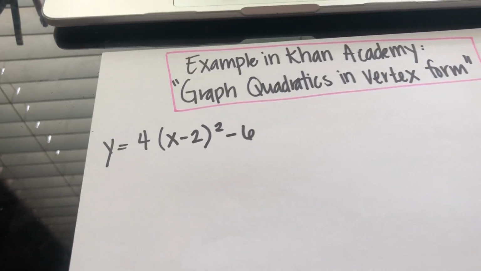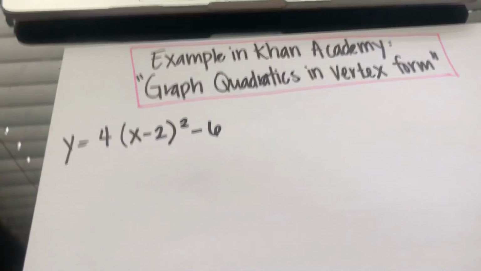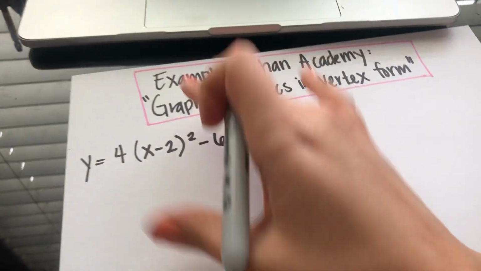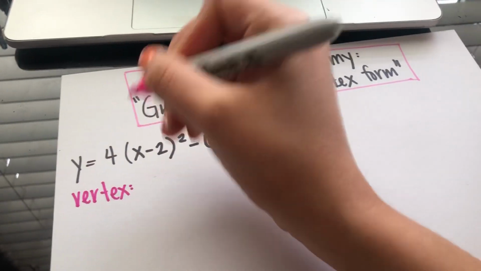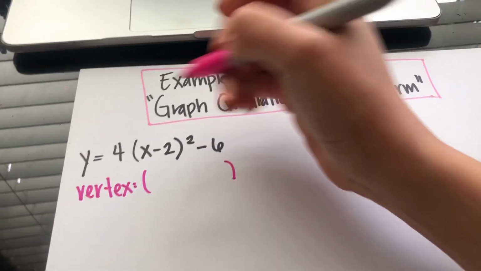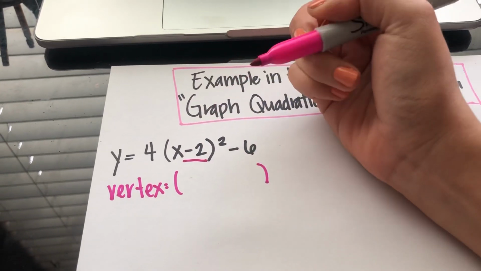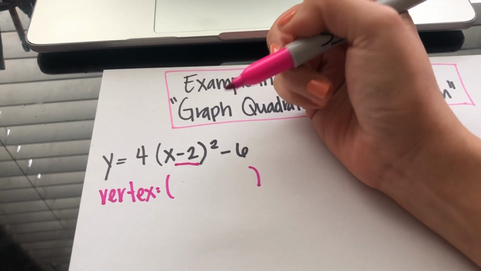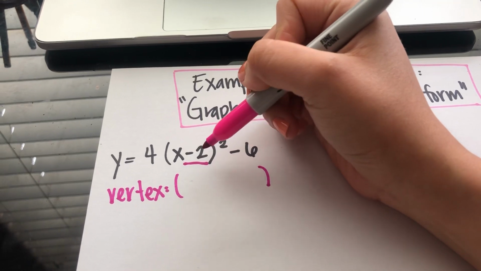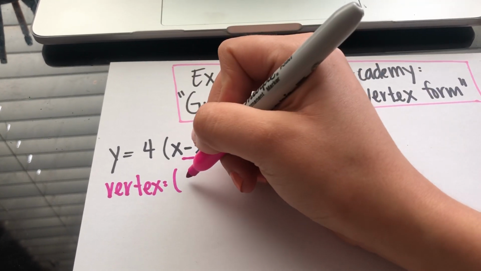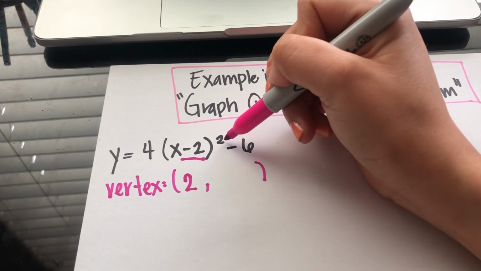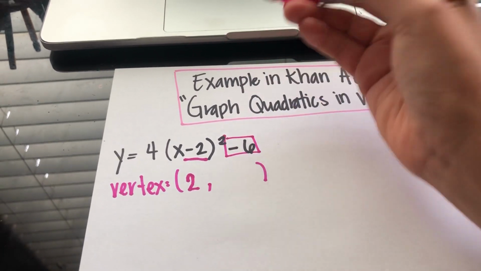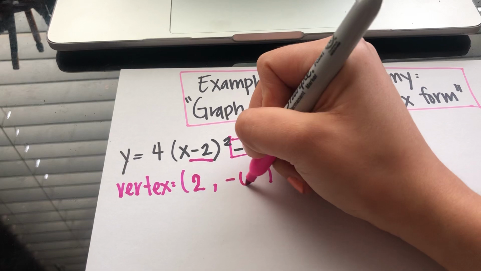And we need to find the vertex, which is the easiest to find first. So let's find the vertex. The vertex would be, again, what's inside. We have a -2, but we need the opposite of this, which is a +2. So that's my x value, a +2. And my y value is this number outside, which is -6.